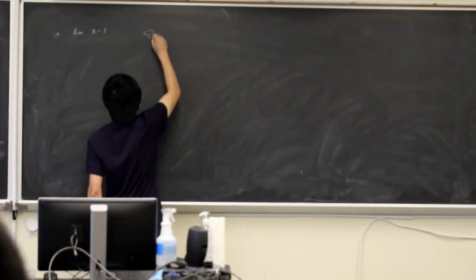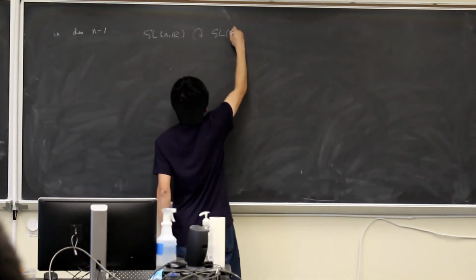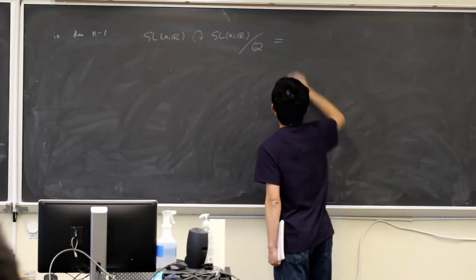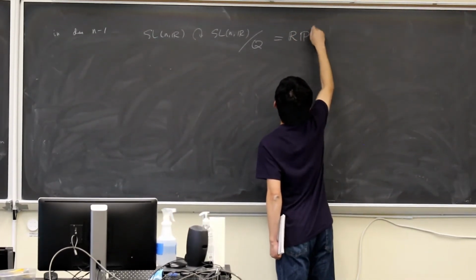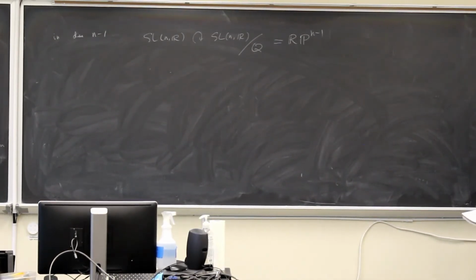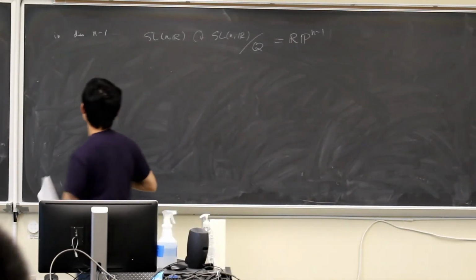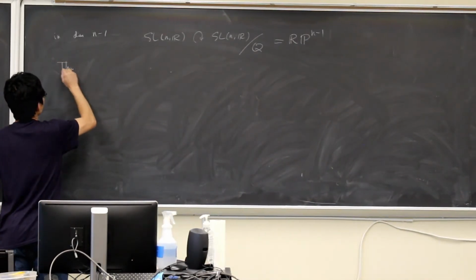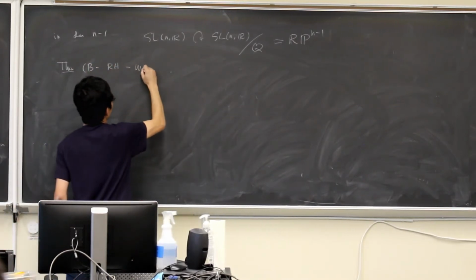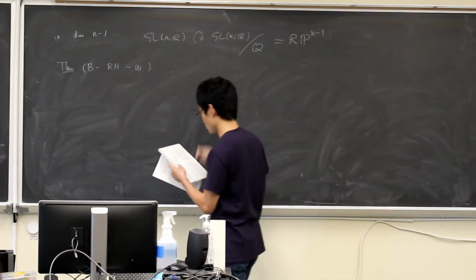So SL(n,R) acts on SL(n,R) mod Q, which has another name, that is the projective space. It has dimension n minus one. And the theorem today is that this is the only action. Smoothly, this is the only action.